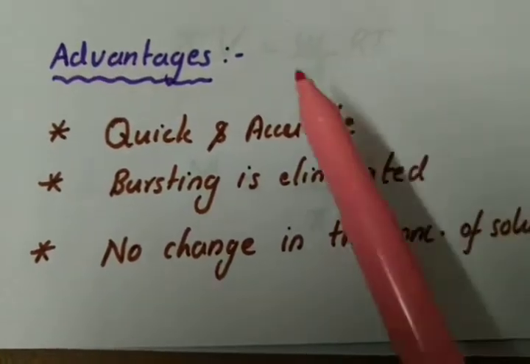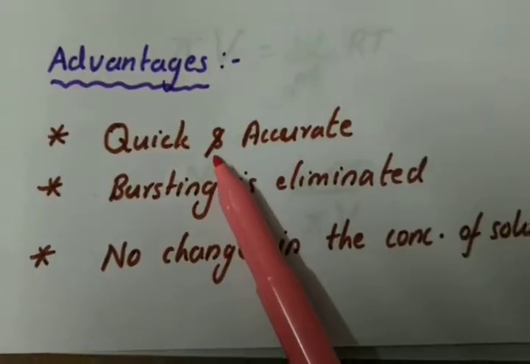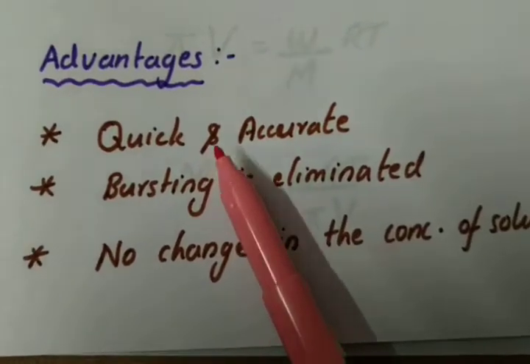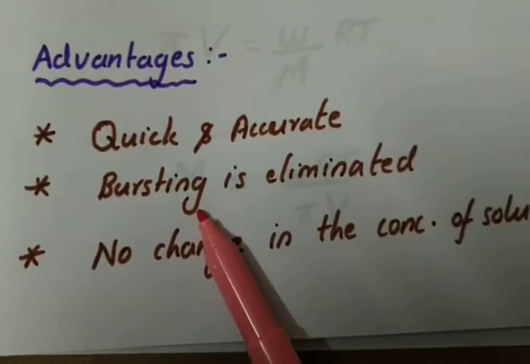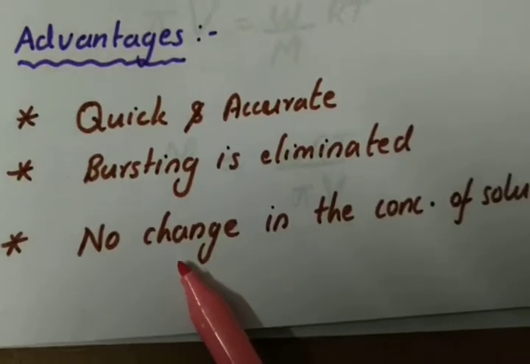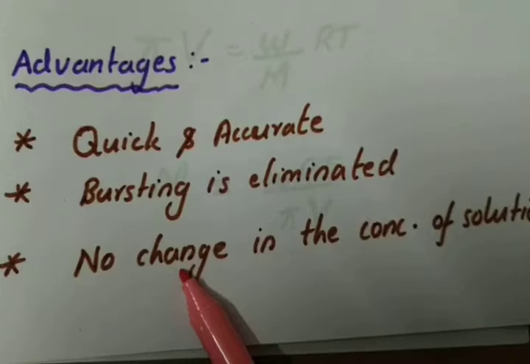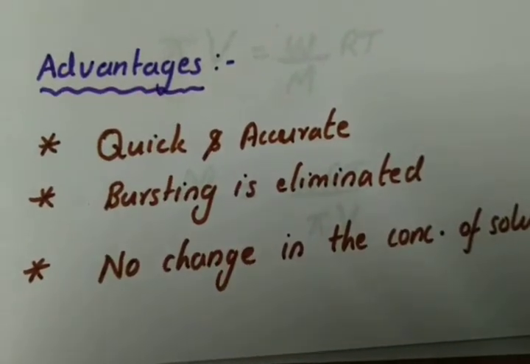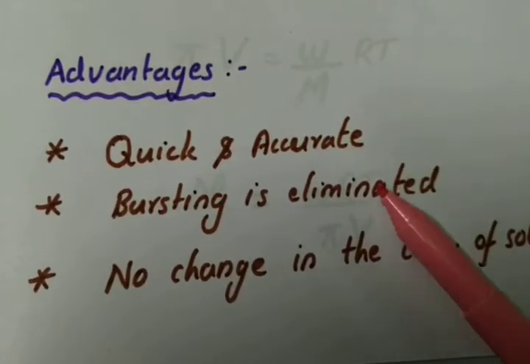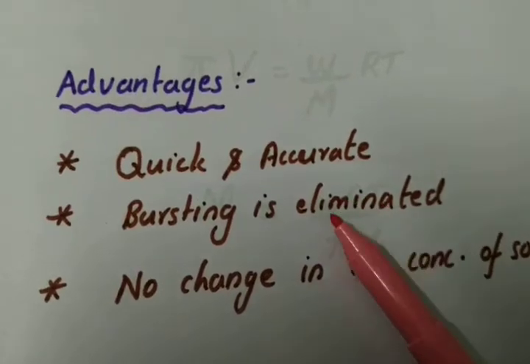This method has some advantages. This method is quick and accurate. Bursting is eliminated by osmosis, and there is no change in the concentration of the solution during the measurement. Bursting occurs in the case of osmosis, that is eliminated here.